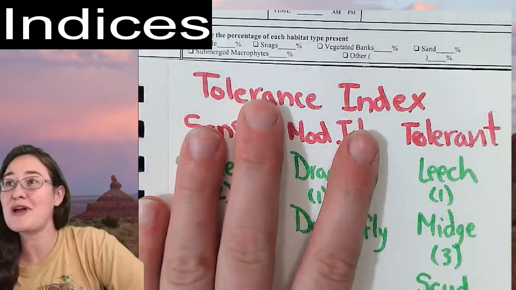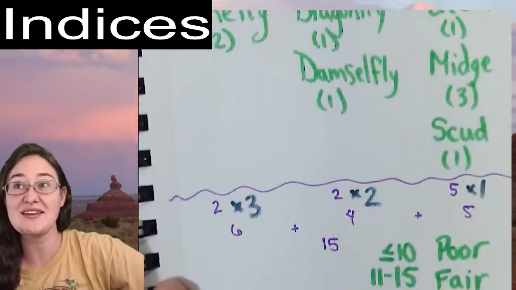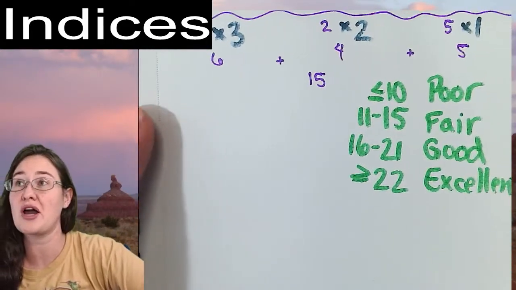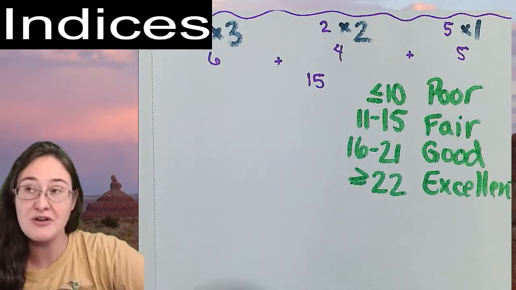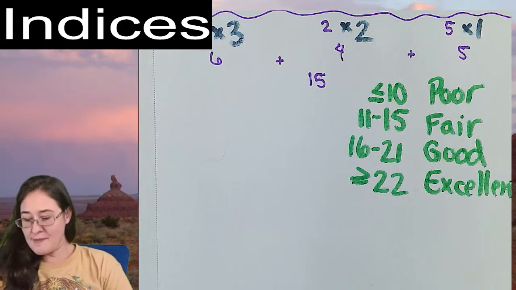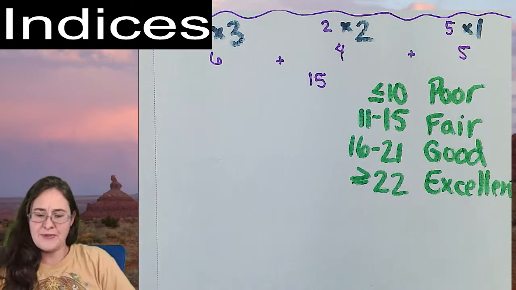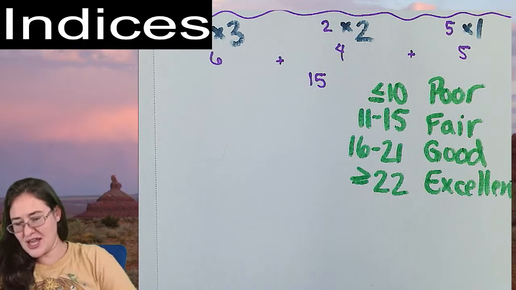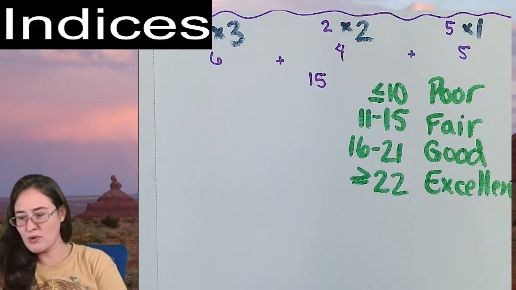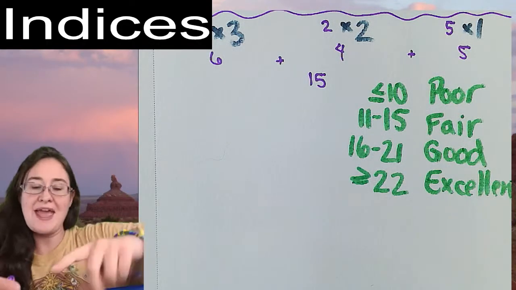So we talked about the tolerance index. We talked about the EPT index, which is important for watching those numbers go up or down. The number of individuals is important. And I was trying to pick another index that was slightly different than what we were talking about. So let's go into maybe habitat stability.